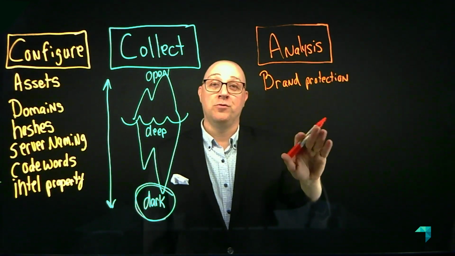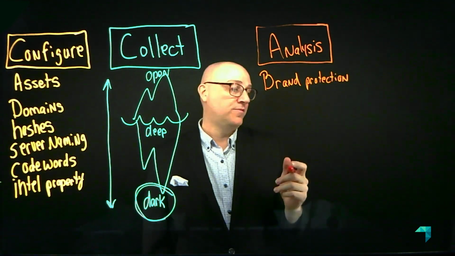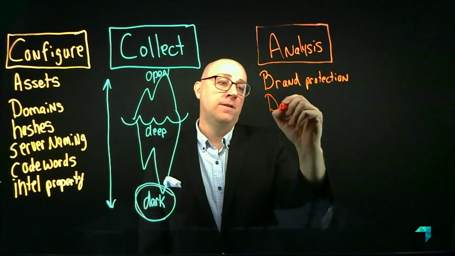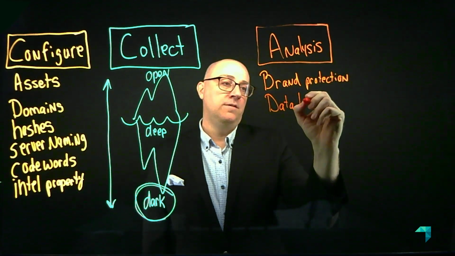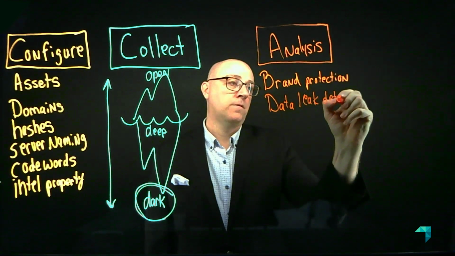It could also be for spoofed social media profiles as well. So that's the brand protection and a couple examples of the alert types there. The next one is data leak detection.